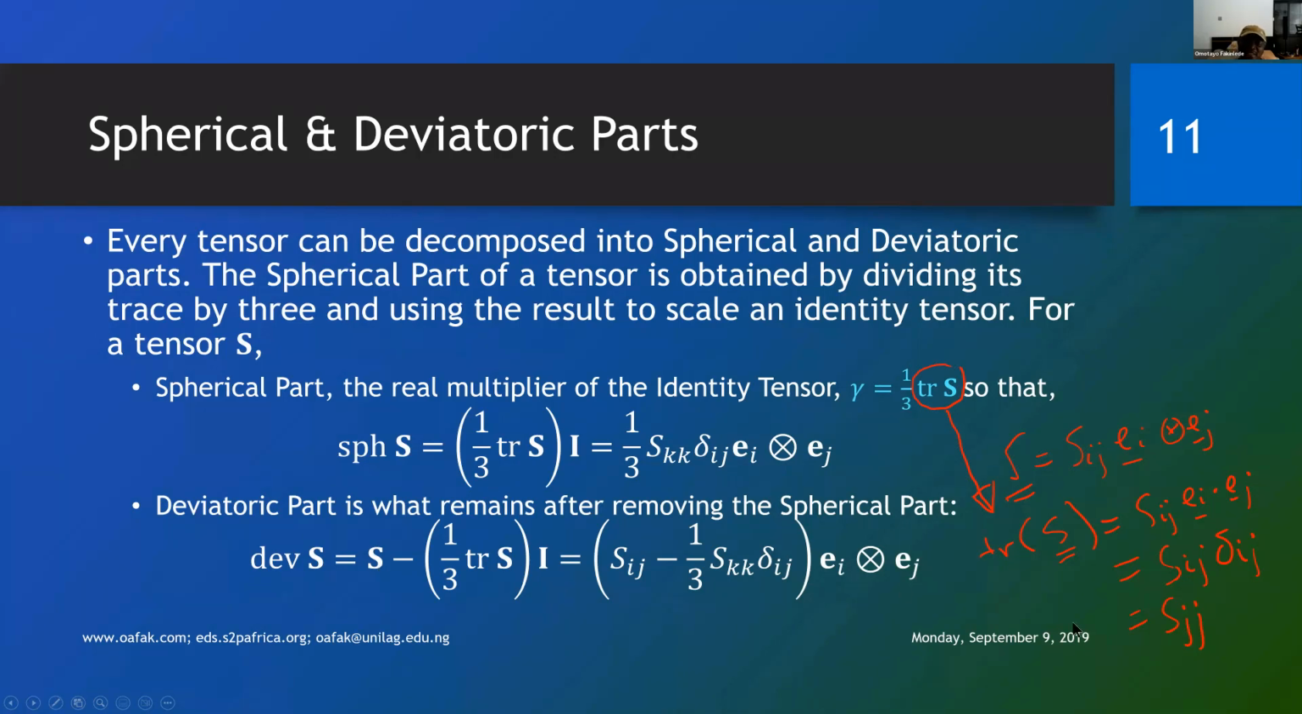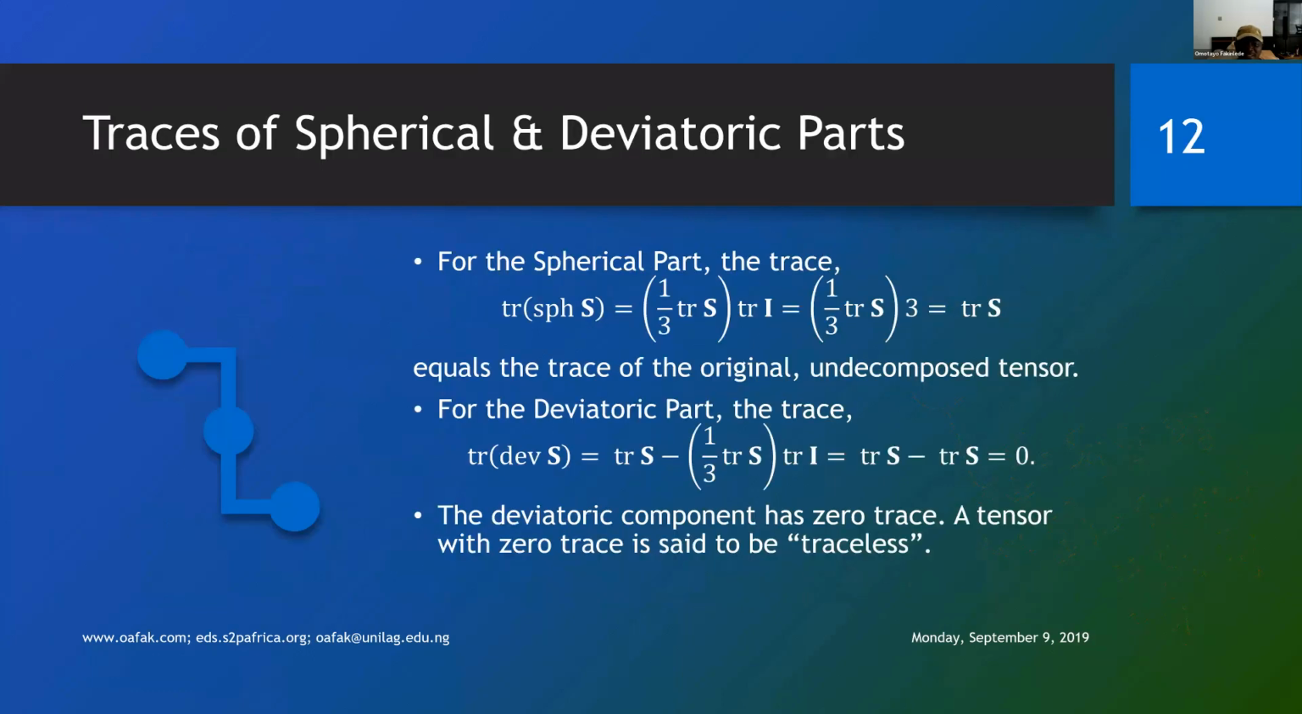This is clear. So this is number 1. This is number 2. Because the first one is breaking it into its dyad basis, which we've already done. Now, if you try to take the trace of the spherical part, since 1/3 trace S is a scalar, you take it out, and just take the trace of the identity tensor. The trace of the identity tensor is 3. So that 3 will cancel the 1/3 there. And so the trace of the spherical part is simply the trace of the tensor itself.